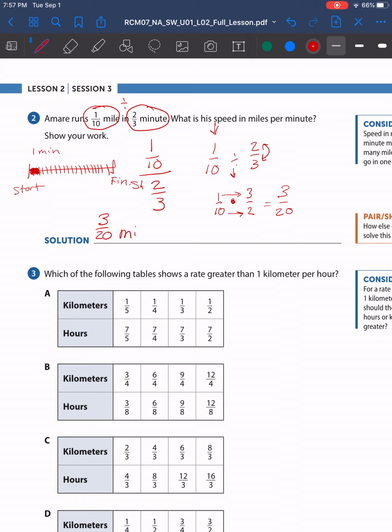3/20ths of a mile per minute. All right. Number 3.